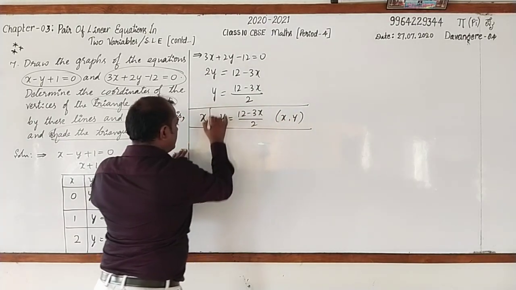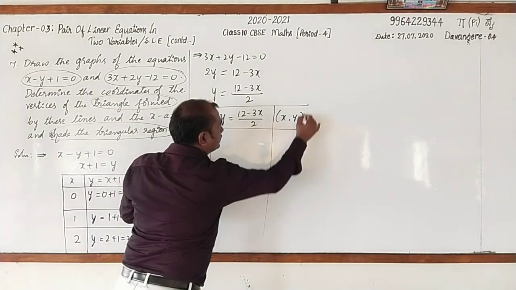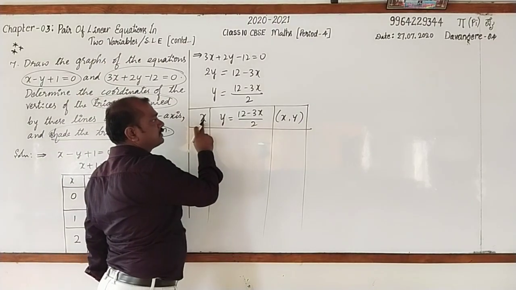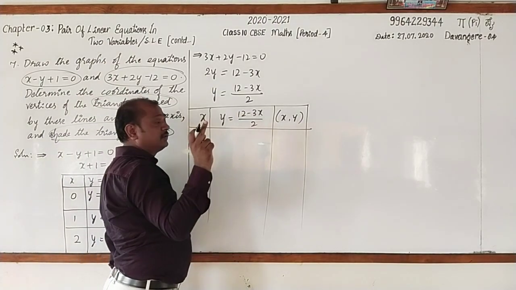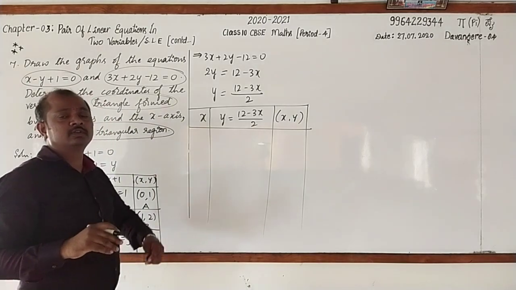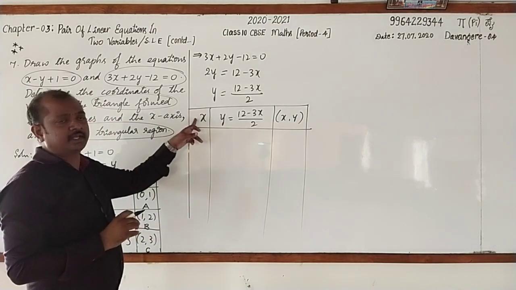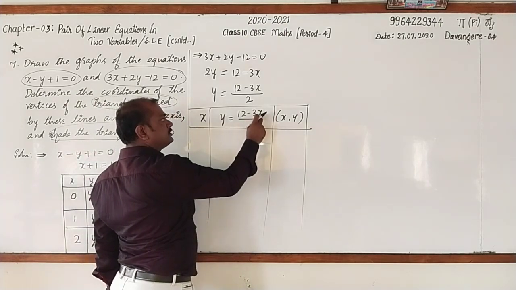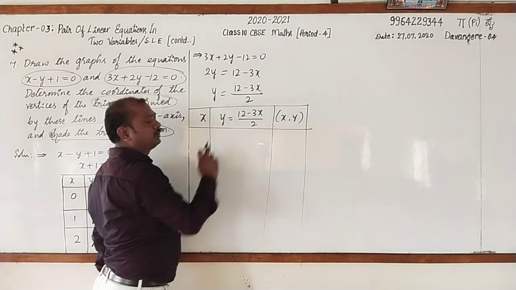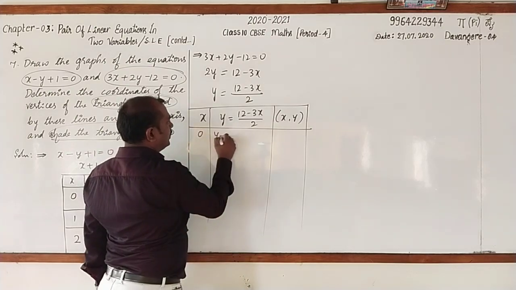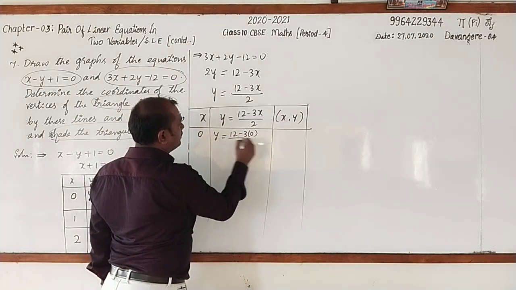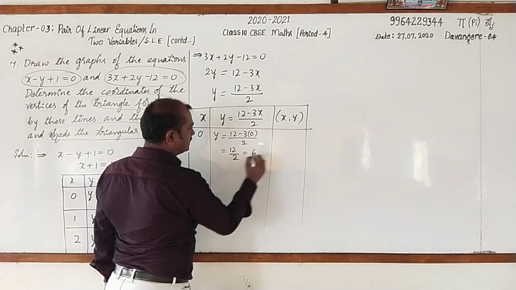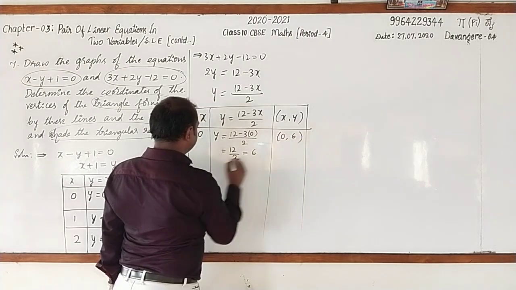Let us find out the coordinate points. First, can we take 0 in place of x? Observe here, y is in fraction. Hence, you can go for choosing the value of x by trial and error method. If you take 0, 3 into 0 is 0, 12 minus 0 is 12, 12 by 2 is 6. y equal to (12 minus 3 into 0) by 2, it is equal to 12 by 2 is 6. It is 0, comma 6.